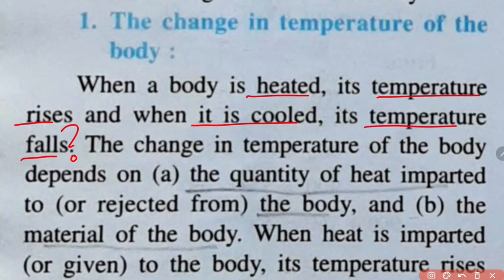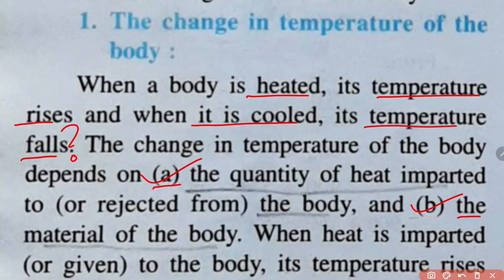Now the change in temperature of the body, either you increase the temperature or you decrease the temperature, depends upon the following two factors. Number A, the quantity of heat imparted or rejected from the body, and number B, the material of the body. Okay, let's try to understand the first point. The quantity of heat imparted or rejected from the body means that the more you give heat to the substance, the more the temperature should rise, and the more you extract the heat from the substance, the temperature should fall with a greater amount.